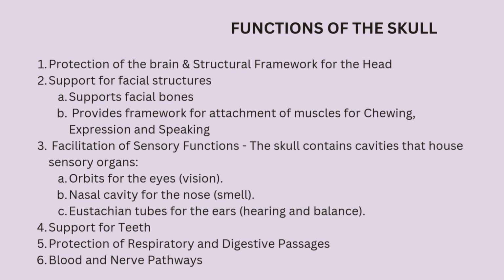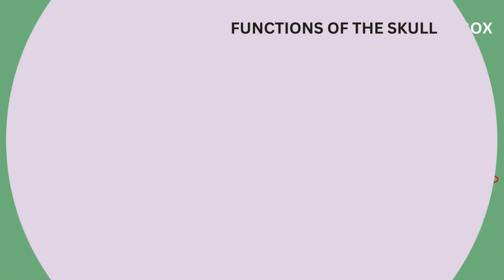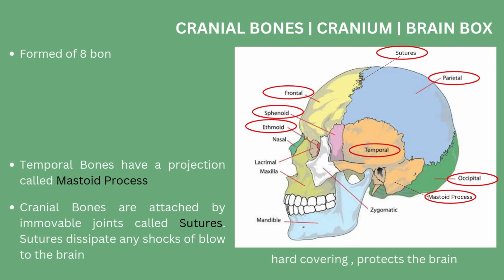properly. So, in a nutshell, the skull is a critical structure that not only protects the brain and supports the sensory organs, but also provides a framework for the facial features and essential body functions like eating, breathing, and communicating. Now let's see each part in detail, starting with the cranium or the brain box.